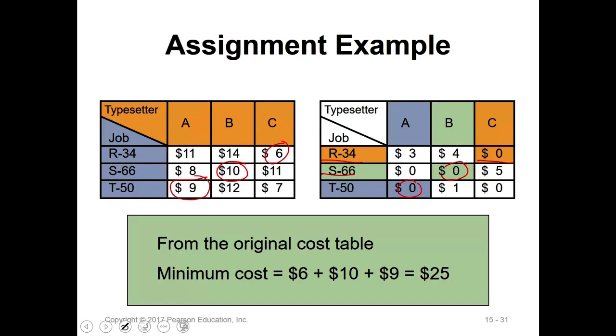So the total cost for finishing all of the 3 jobs by using the 3 printing machines is 25. You can work with different combinations, a different assignment, but this one is the minimum, so 25. And this is the example. The goal is to minimize the cost.